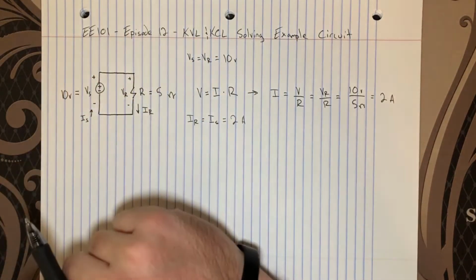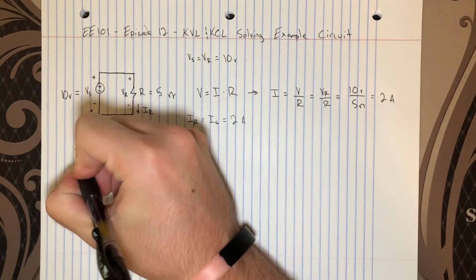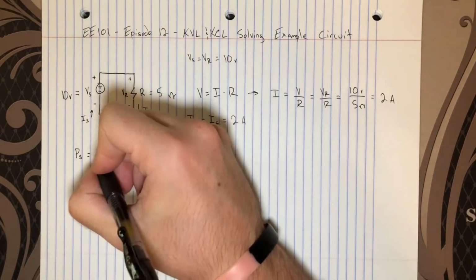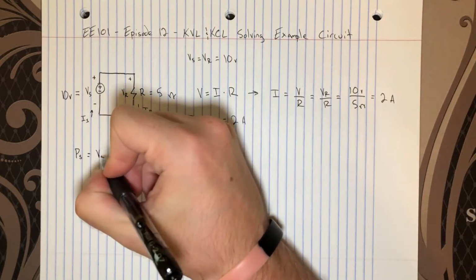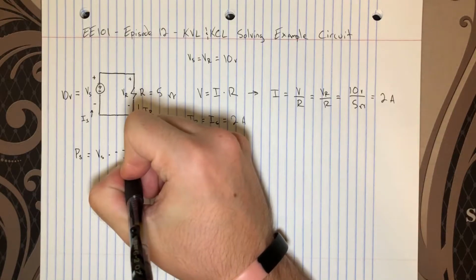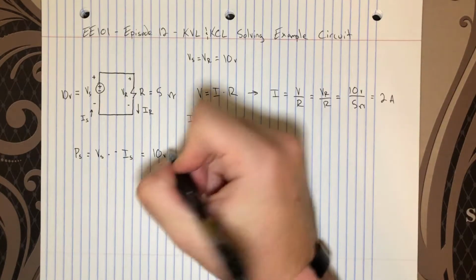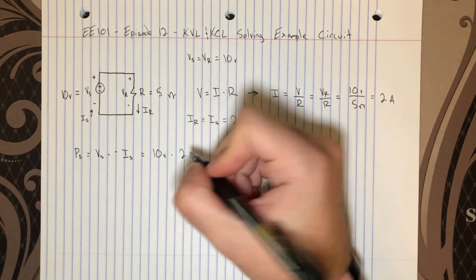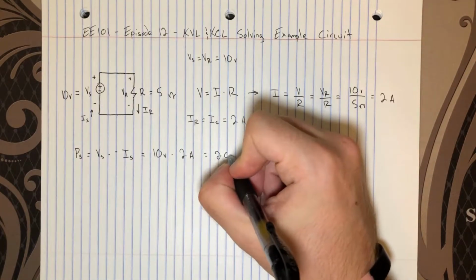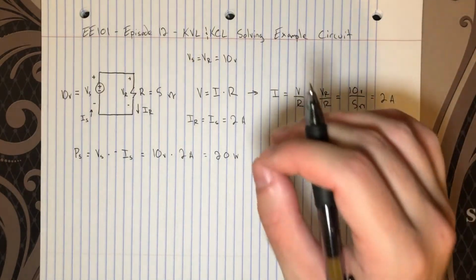I'm going to assign a negative polarity to that current. So the power in the source, P source, equals V source times minus I source, which equals 10 volts times 2 amps, which is 20 watts. And now we can do the same thing. So this is the check you always want to do.